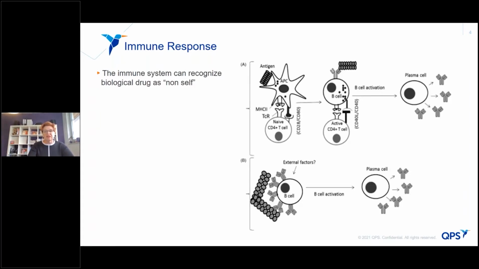The second pathway is a B-cell dependent pathway. This occurs if there are multiple epitopes on a molecule, so they're repeating structures or aggregates that can cross-link different receptors on a B cell, therefore triggering it to develop into a plasma cell and creating antibodies.